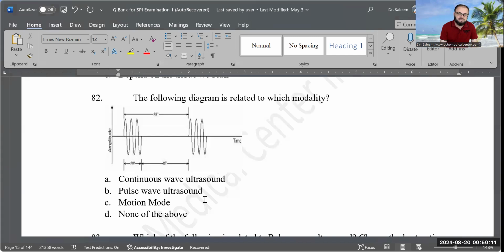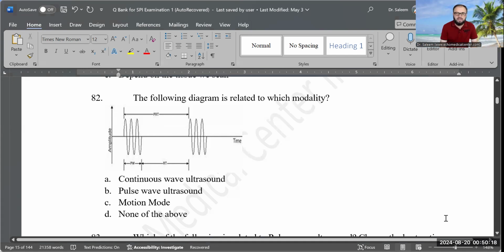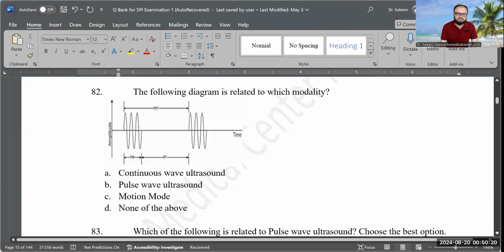Exactly. The correct answer is pulse wave ultrasound, because there is a pulse and there is a listening. So there is a gap between each pulse. Correct. Let's do the next question.